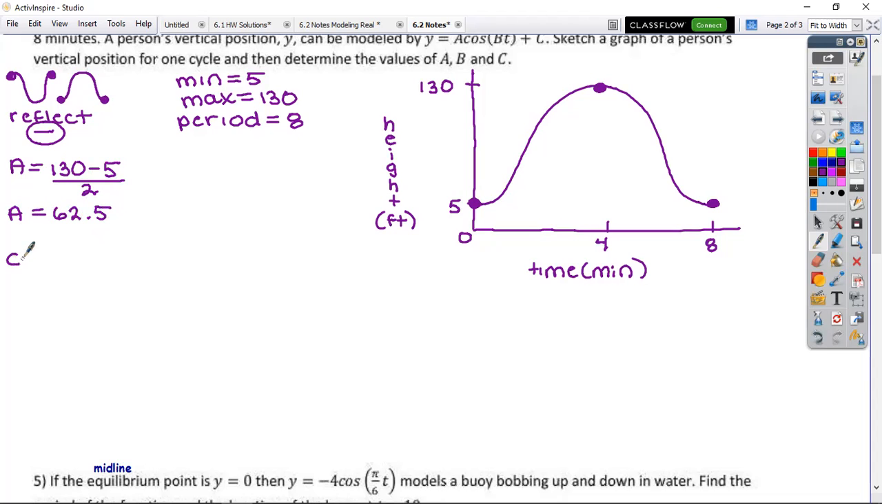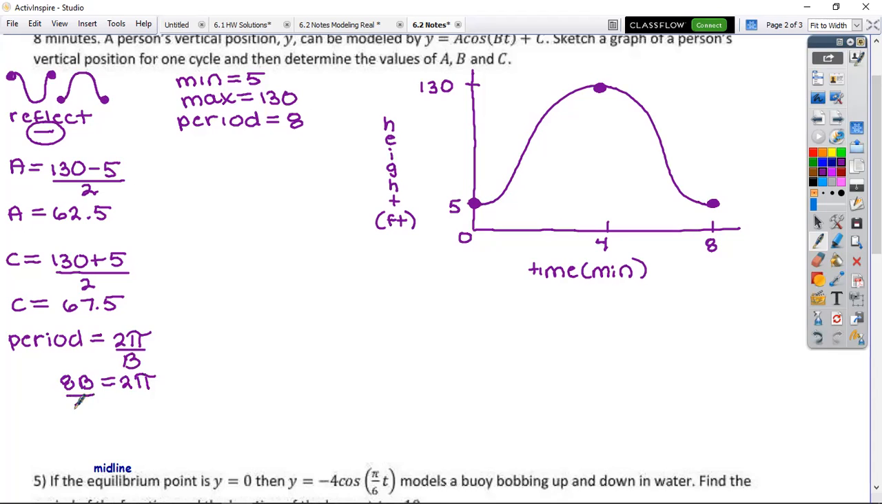Next, I'm going to do that C value. So 130 plus 5 divided by 2 is 67.5. Thank you. And lastly, you're going to do period is equal to 2 pi over frequency. And I'm looking for 8. So we have 8 times B equal to 2 pi if you cross multiply. You're going to divide by 8, and again, it would be helpful to reduce that to pi over 4.